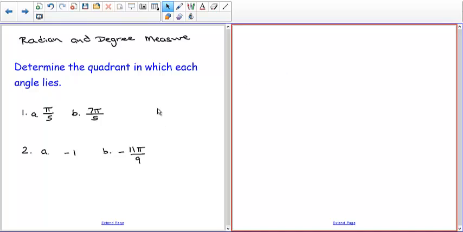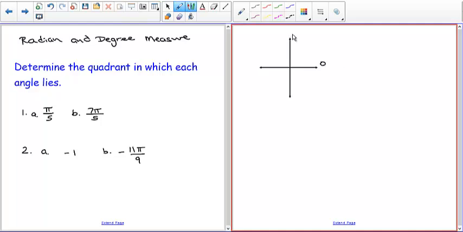Okay, so the first two problems are for figuring out what quadrant angles are in. The easiest way to do this is to remember what angle values define the coordinate directions. So you've got 0, pi over 2, pi, 3 pi divided by 2. All you have to do is look at these and figure out where they fit.